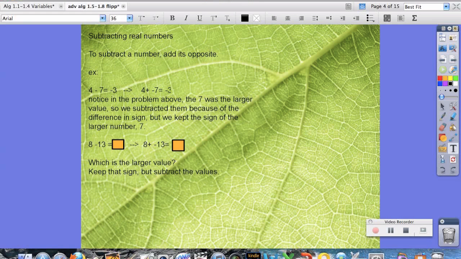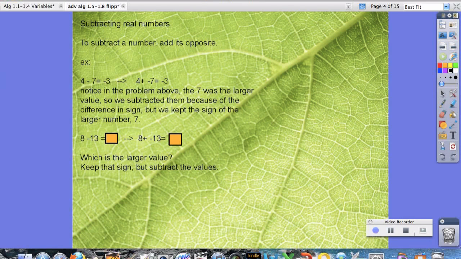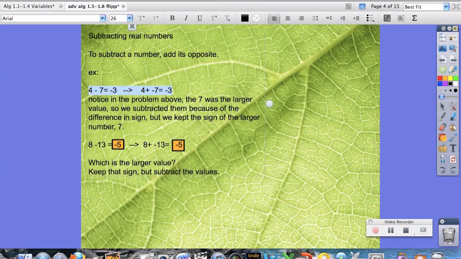So to start, we're going to work on subtracting real numbers. Now, to subtract real numbers, we're going to add its opposite. So what we're trying to say there is, when we have an example like 4 plus negative 7, that's equal to negative 3. But what we mean by add the opposite is, we're going to start with 4, and then instead of writing minus 7, we're going to add, which is why you see 4 plus, and the opposite of 7 is negative 7. So 4 plus negative 7, in that case, different signs, so we're going to subtract the numbers. 7 minus 4 is 3, and the larger valued number is 7, and it's negative, so it'll be negative 3.